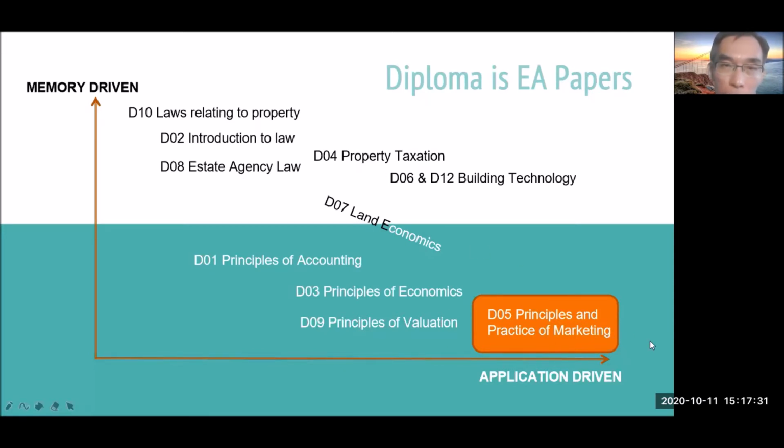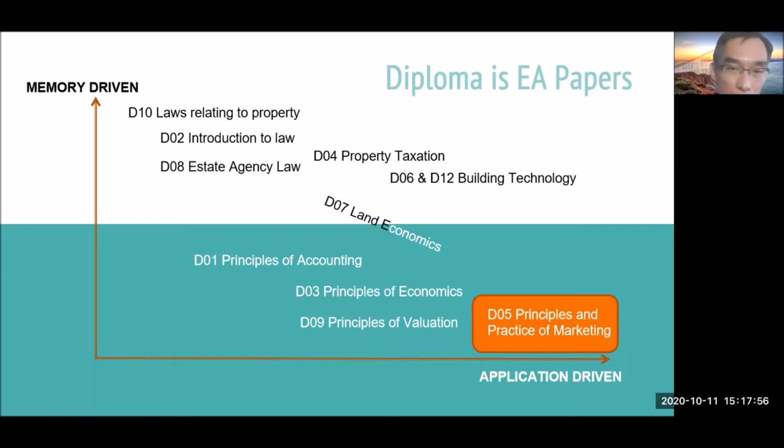So if you read a past year question of Principles and Practice of Marketing, you probably cannot think out exactly the same answer, although the question may look the same. Whereas in the case of Introduction to Law or any of the law-related papers, when you read the questions, you can understand that this is the answer that they want you to write.